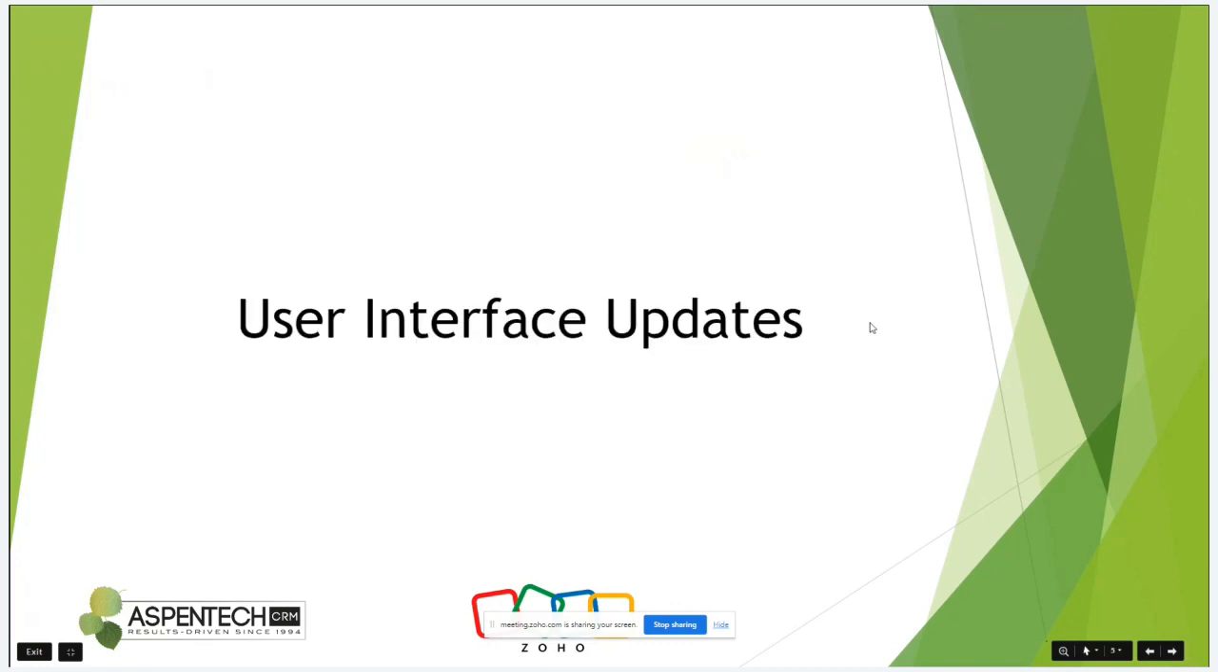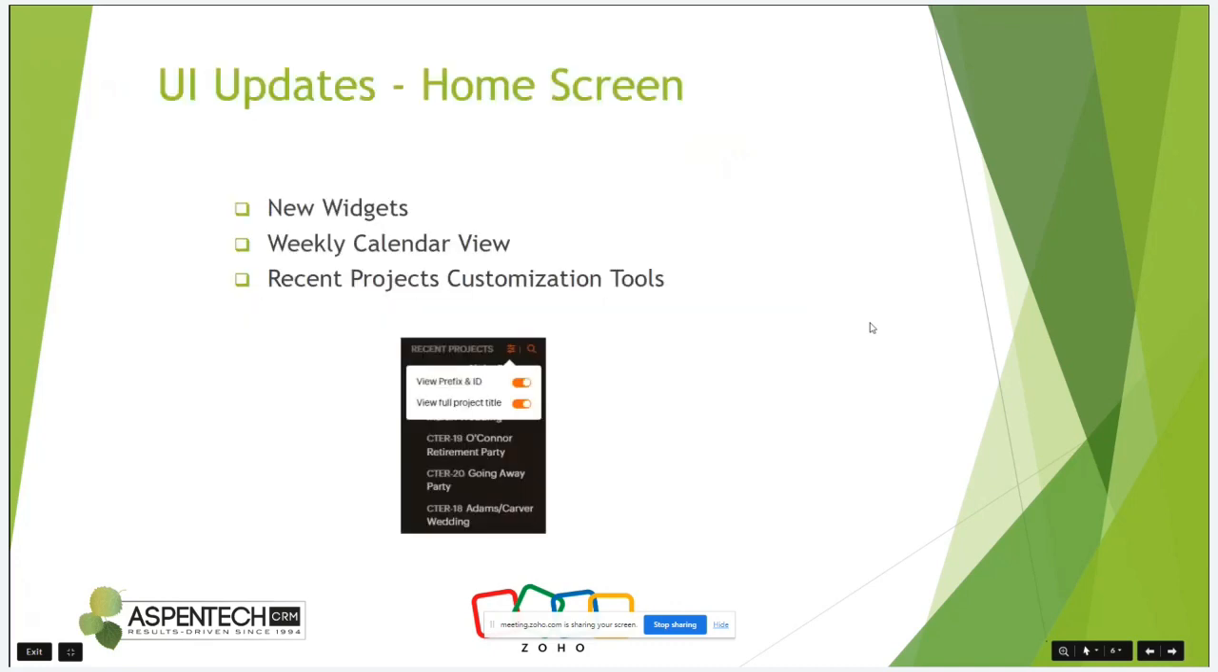First, we're going to start with the user interface updates. On the home screen, Zoho has introduced a few new widgets, which we'll look at. Also, they've added a weekly calendar view to Zoho Projects. In the past, you could see it monthly and daily. You could not see it weekly. What that does is it'll show you your projects and tasks that are scheduled for whether it's day, month, or week view.